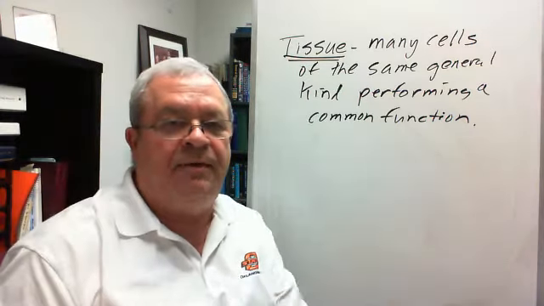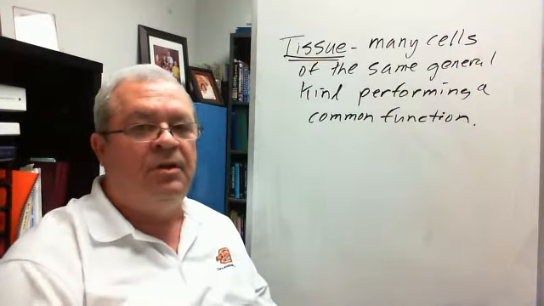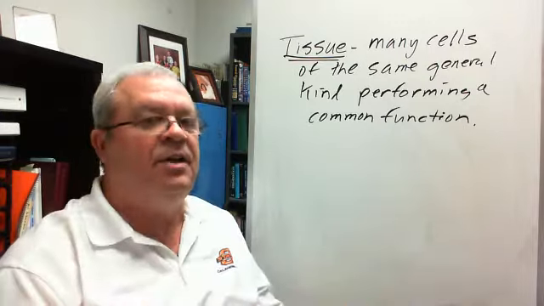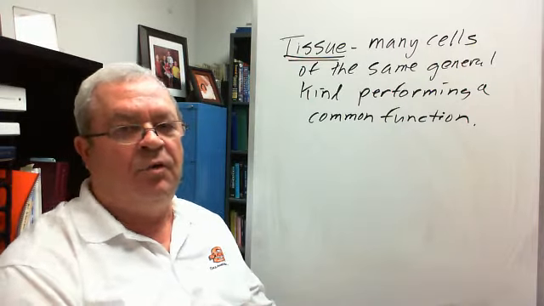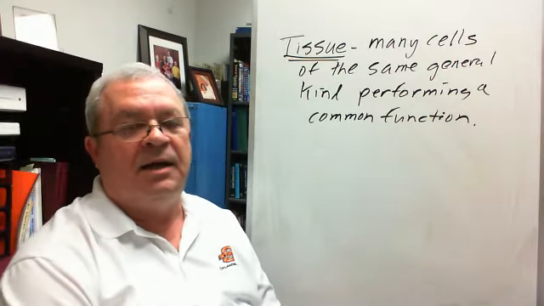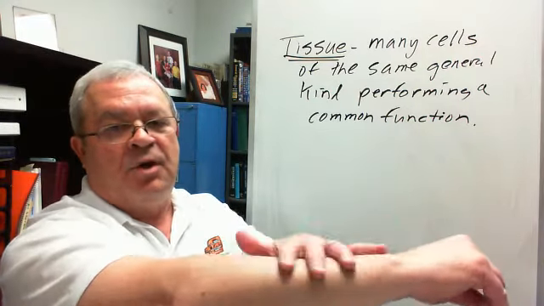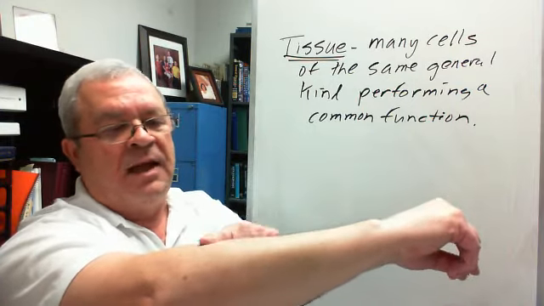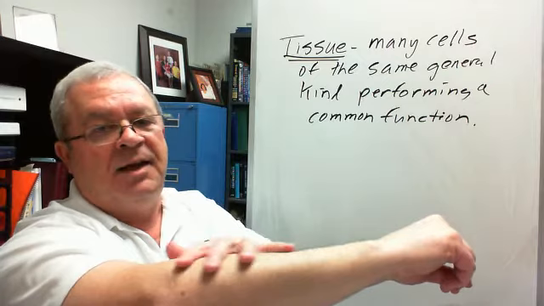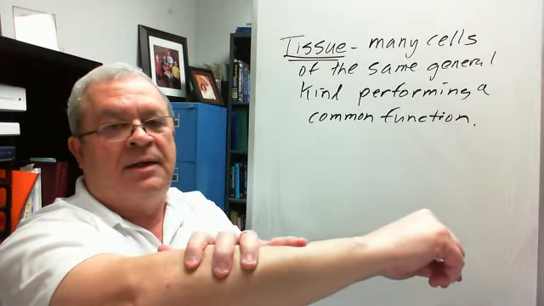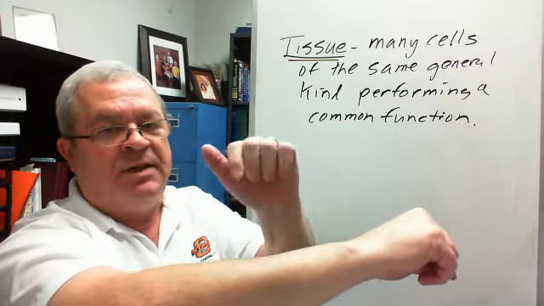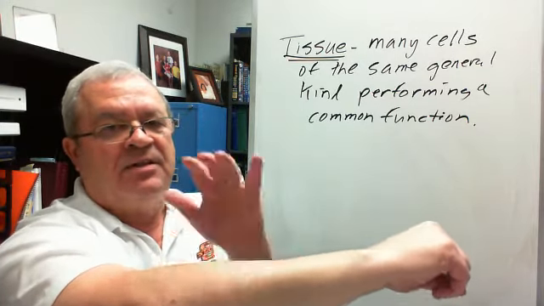And so we people have tissues. We have epidermal tissue, we've got skeletal tissue, nerve tissue, connective tissue, blood tissue, and so forth. So what's a tissue? Many cells of the same general kind performing a common function. Take this epidermal tissue, for example. Not every single cell is identical in our epidermis, but they're of the same general kind, and they're performing a common function. What is that? I think it's to keep what's out, out, and keep what's in, in, right? And so that's a tissue.